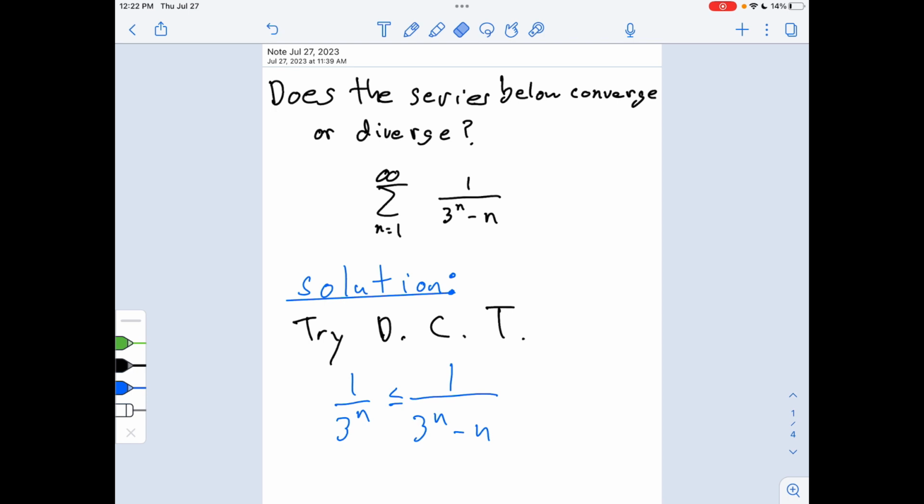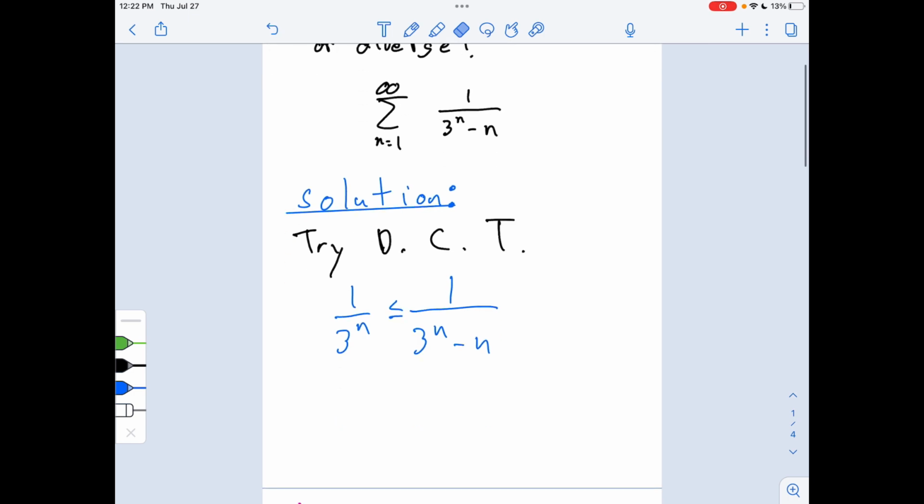And if you do the divergence test, if you take the limit of 1 over 3 to the n minus n, that would go to 0. And if it was not 0, then we would say it diverges by the divergence test. So let's look at maybe comparison tests. I could try out the direct comparison test, and with it you need to think of an inequality. The first thing that came to my mind is what I just have written there: 1 over 3 to the n is less than 1 over 3 to the n minus n.